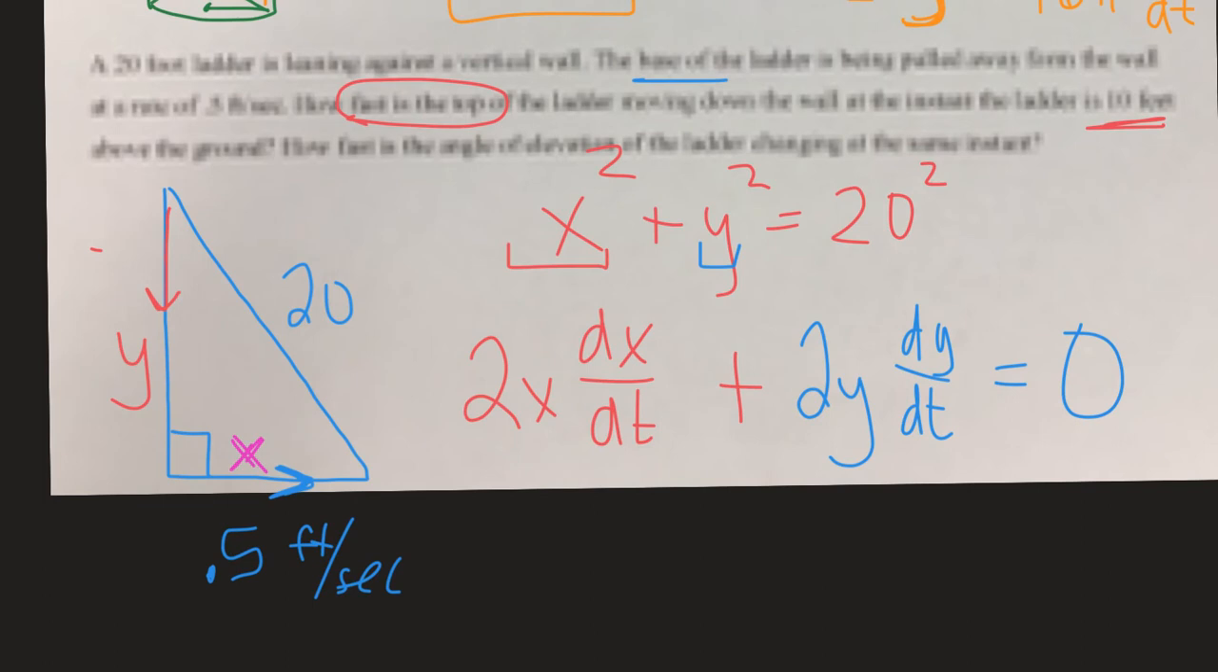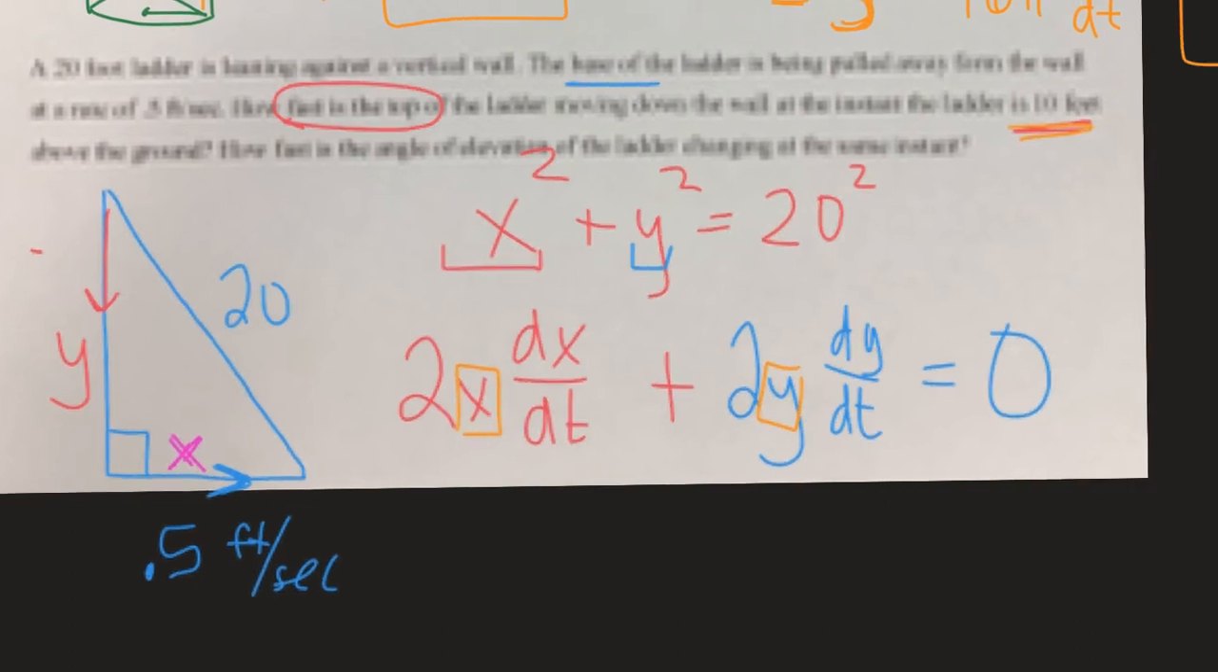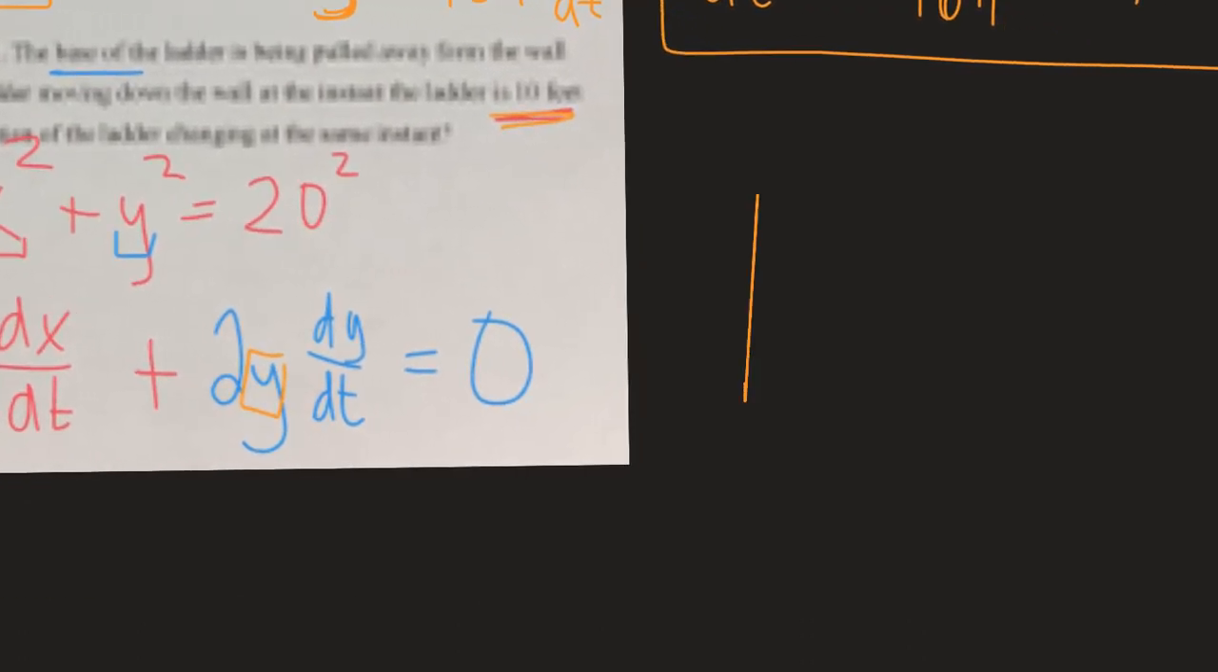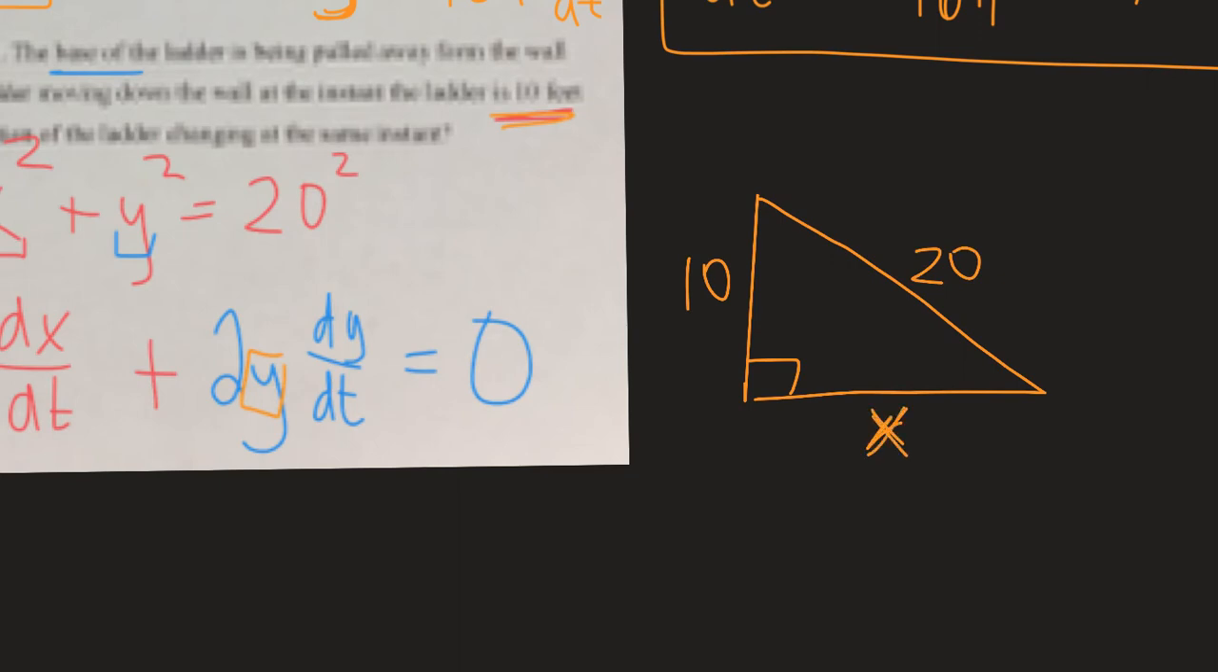So let's see. What do we know? What don't we know? Do we know x? No. Do we know y? Yes, when y is 10. If we draw this picture, we want to know what the rate is when this is 10 and this is 20, and we don't know what this is. We don't know the length, but we do know the rate.